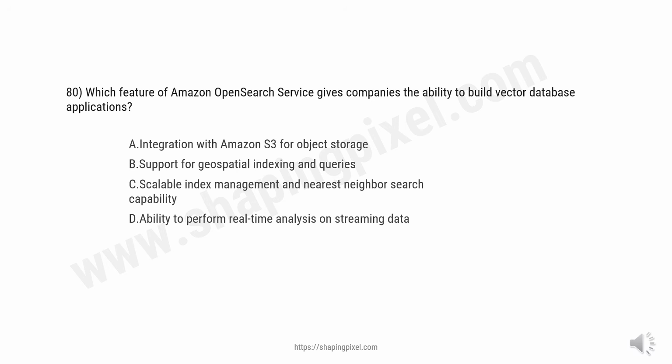Question number 80. Which feature of Amazon OpenSearch Service gives companies the ability to build vector database applications? Option A, integration with Amazon S3 for object storage. Option B, support for geospatial indexing and queries. Option C, scalable index management and nearest neighbor search capability. Option D, ability to perform real-time analysis on streaming data. And the correct answer is Option C. Scalable index management and nearest neighbor search capability.